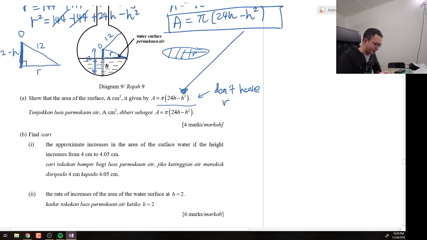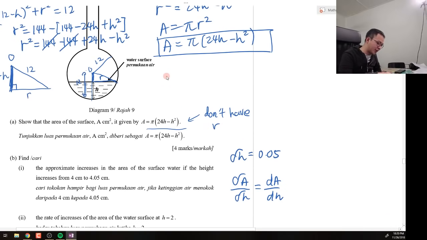Then for part B, the approximate increase in the area of the surface of the water if the height of the water changes from 4 to 4.05. The question tells you the change of H equals 0.05, just use 4.05 minus 4. Then they ask about the approximate change of area, so I want to find this one. I will form the equation here. I want to have dA/dH, and luckily we have an equation for A in terms of H. So I will differentiate this one. But before I differentiate, I just multiply my pi into here to give you some idea about differentiation later.